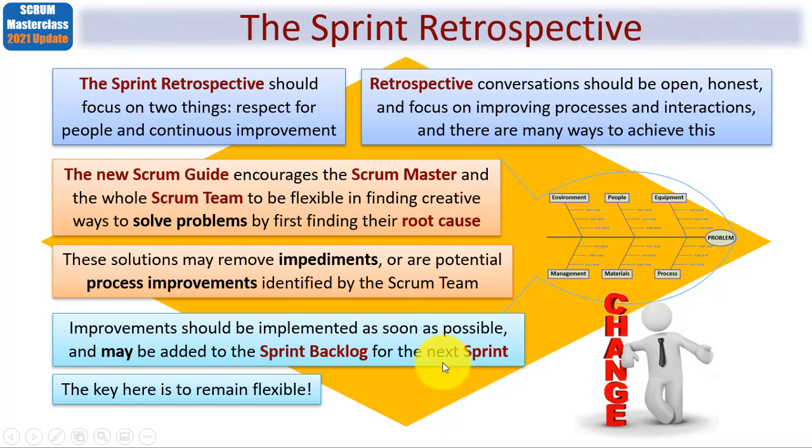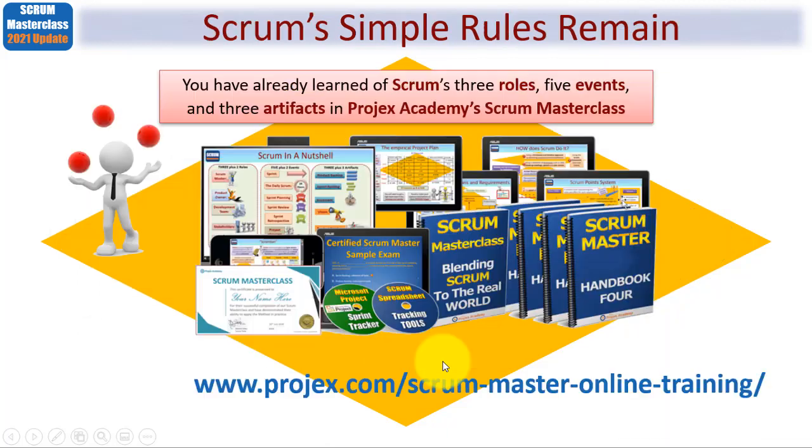So there we have it. I hope by now you can see that the Scrum Guide, although updated and tweaked and tightened and defined better in some areas, it still remains the same. Now, I'm assuming that you have already learned of Scrum's 3 roles, 5 events and 3 artifacts by carrying out our Projex Academy Scrum Masterclass.